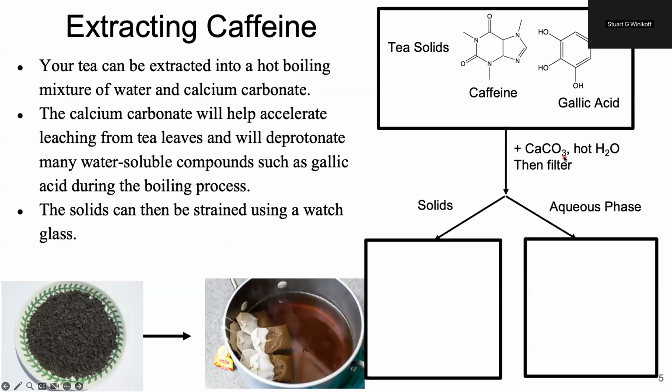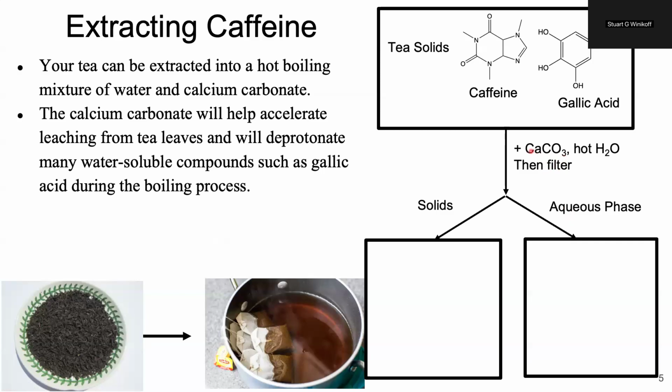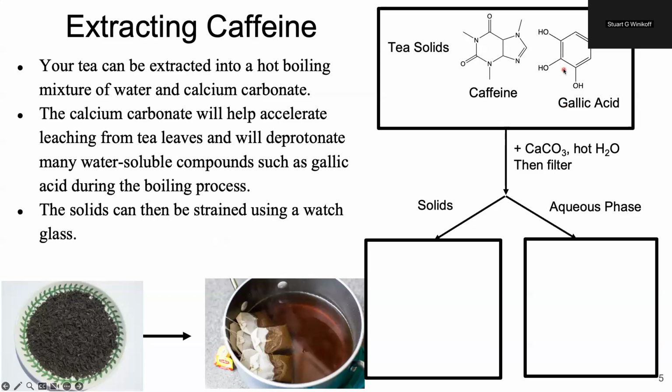But one of the cool things that we're going to end up finding is that the calcium carbonate is going to be a mild base. So it can deprotonate our gallic acid, which is going to become really important for the next stage, as it will render it from a slightly polar to an ionic compound. Now, any of our extra tea solids left behind should go into our solid phase, along with some excess water. So we're going to strain out these solids using our watch glass, the same way you would strain pasta using the lid of your pot.